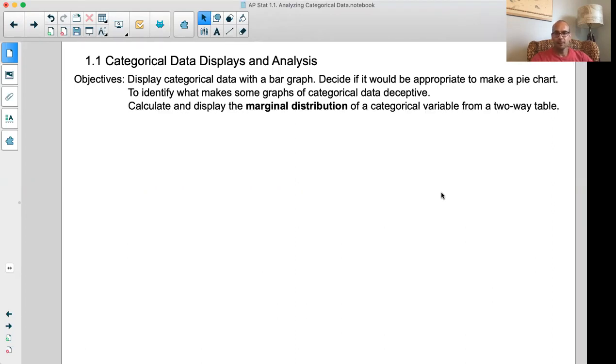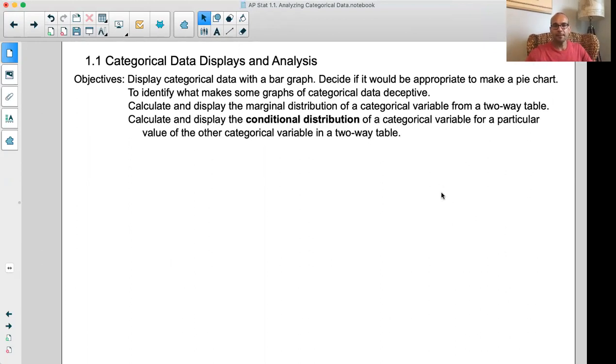We want to calculate and display the marginal distribution of a categorical variable from a two-way table. Now, we highlight marginal distribution because that might be a word that you're not familiar with, and it's something that you should be familiar with by the end of the day. Like, what do we mean when we say marginal? And two-way table, it's something you've experienced with, but again, that vocabulary just might not be something that you're used to using, so highlight that.